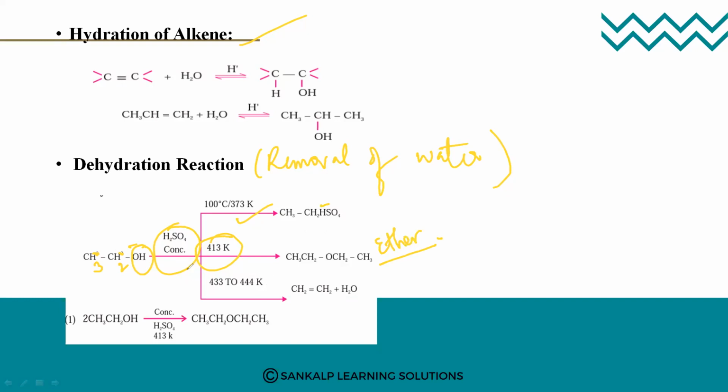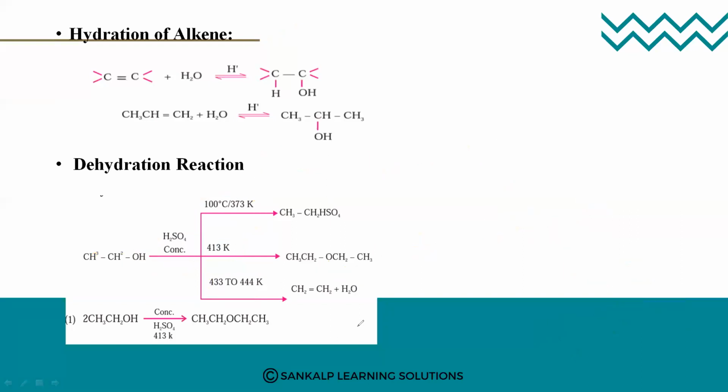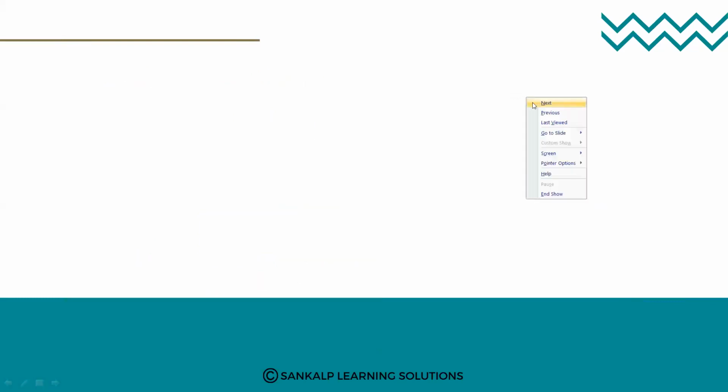The third reaction: when you react the alcohol with concentrated acid at 433 to 444 Kelvin, it forms an alkene. So based upon the temperature, the reaction conditions and products vary. If you take two molecules of alcohol and treat them with acid at 413 Kelvin, you obtain the ether, a simple symmetrical ether. So this was the dehydration reaction wherein there is removal of a water molecule. I hope this is clear.